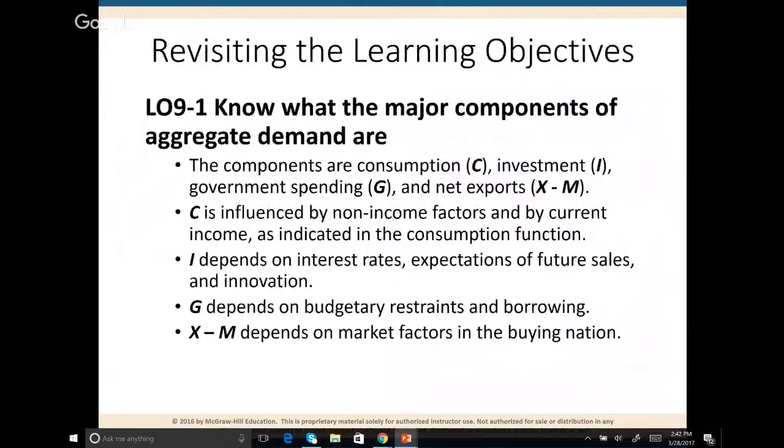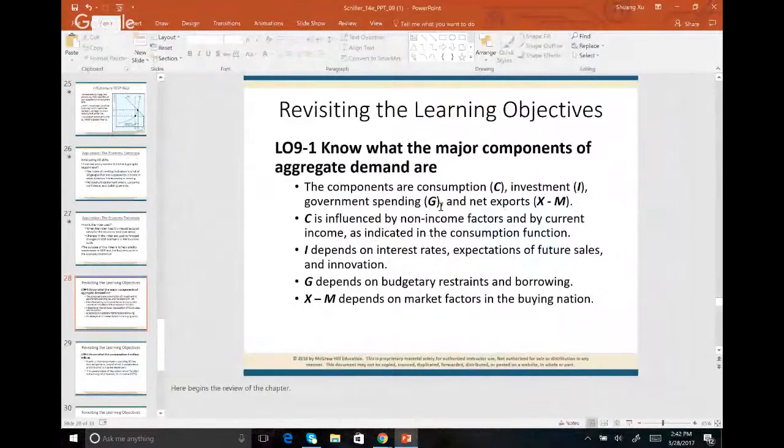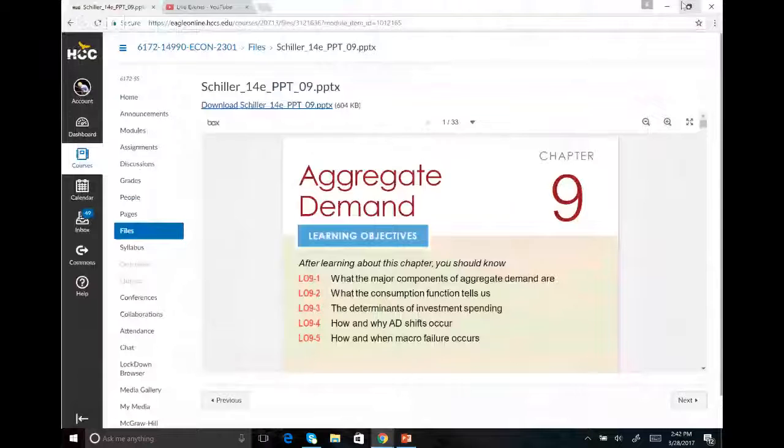All right, so that's it for chapter 9. Does anybody have any question for chapter 9? All right, no questions. Then we talk about chapter 10.